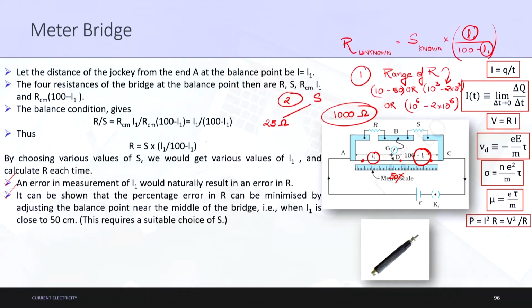of meter bridge. So, finally what you should remember is just this formula, that capital R is equal to S into L1 upon 100 minus L1. How is it obtained? It is obtained using the balance point which we understood in the Wheatstone bridge concept, that is R1 by R2 is equal to R3 by R4. So, that is the end of meter bridge.